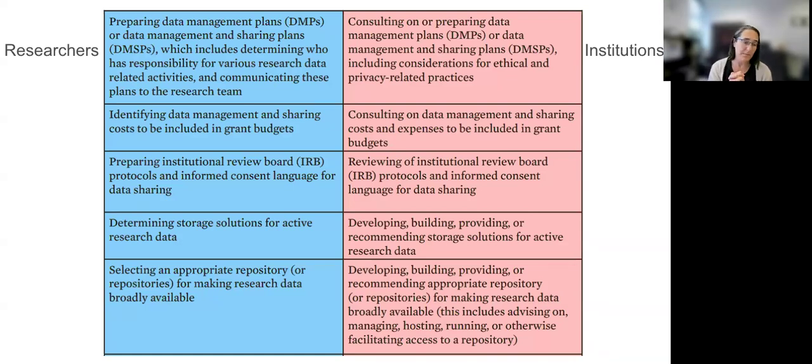So for example, go ahead, Mikala, one more click for me. If you look at the fourth box down now, for researchers, part of the process is to determine a realistic, useful storage solution during the active phase of sharing their research data. And they do that individually, but they do it with the support of those who have developed, built, or are providing or making recommendations on those storage solutions. So the subtleties are different, but we felt it was important that each individual survey group in our work could see themselves in the way that we worded these definitions.